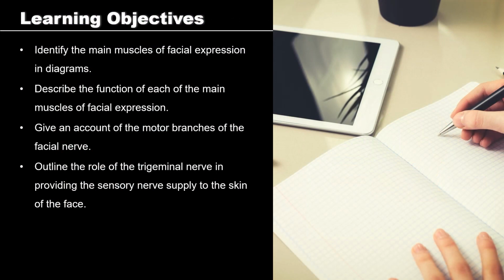So there we are. We've looked at the skeleton of the face, the layered structure of the soft tissues, and the muscles of facial expression. We've also looked at the role of the facial nerve during facial expression, and the role of the trigeminal nerve supplying the skin sensation.